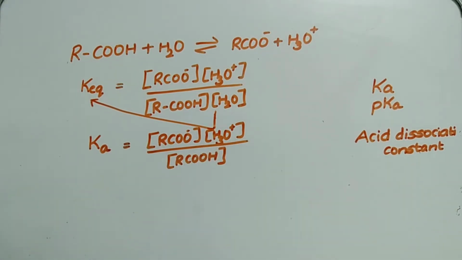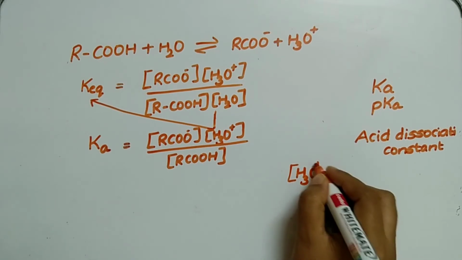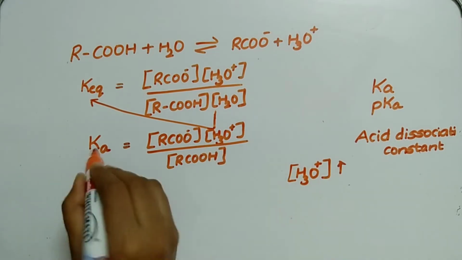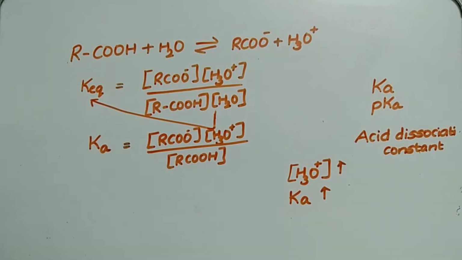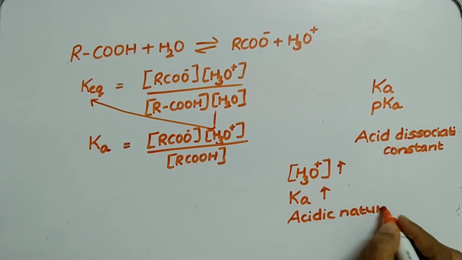Okay. From this equation, if the concentration of H3O plus ion is increased, what will happen to the Ka value? Ka value will also increase, right? Okay. If Ka value increases, we can also write it as the acidic nature also increases, right? Now let's check for the pK values.